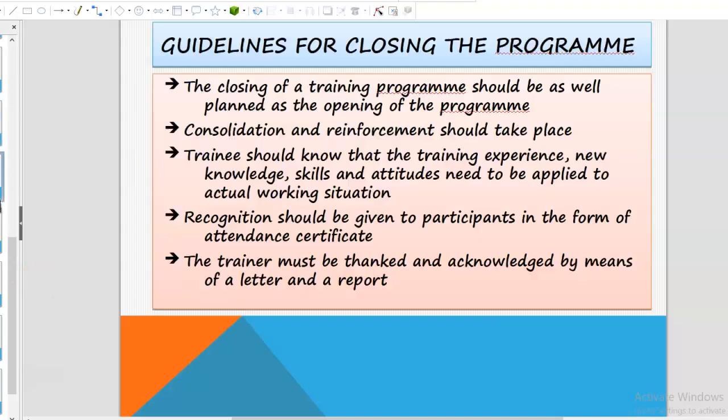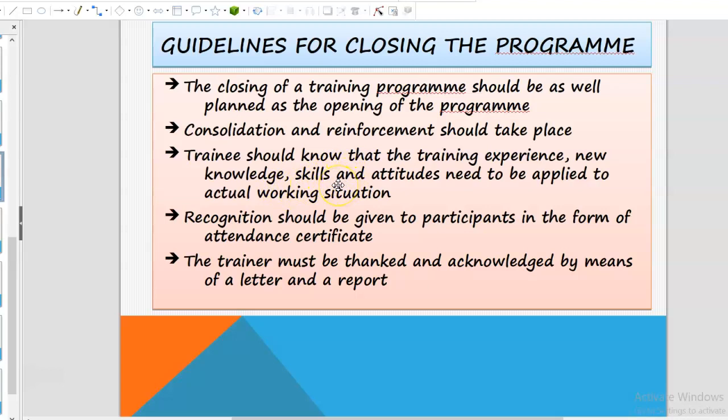Let us go to the next slide and see guidelines for closing the program. So this is the last part of the training, guidelines for closing. If you're now going to close the training program, the closing of the training program should be as well planned as the opening of the program. That is 1. 2, consolidation, reinforcement, that is the summary, should take place. And 3, the trainee should know that the training experience, that is the new set of KSA, knowledge, skills, and attitude, needs to be applied to the actual working situation.